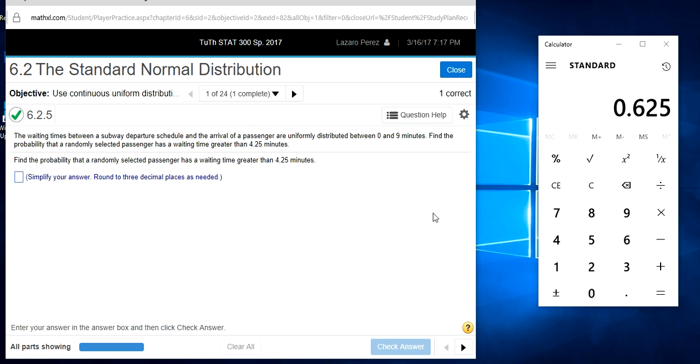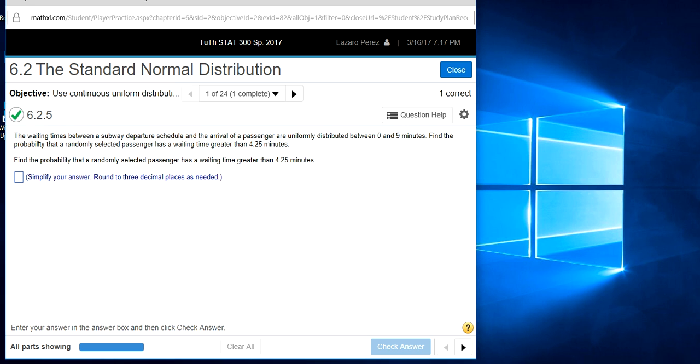Okay, hello. So I'm going to do the homework for 6.2. I'm just going to do a couple problems right now, just for the standard normal distribution for the uniformly distributed problems. And just going to put this down.